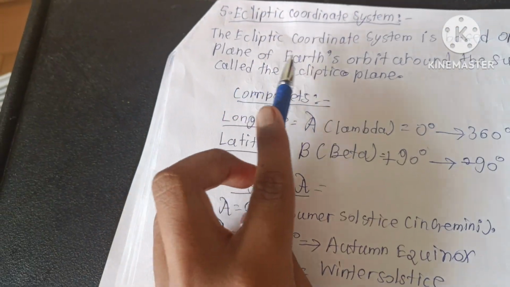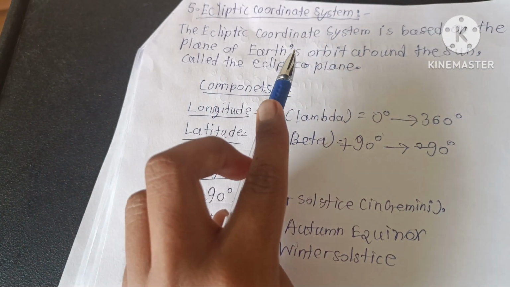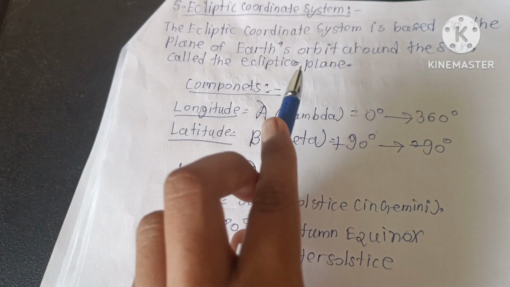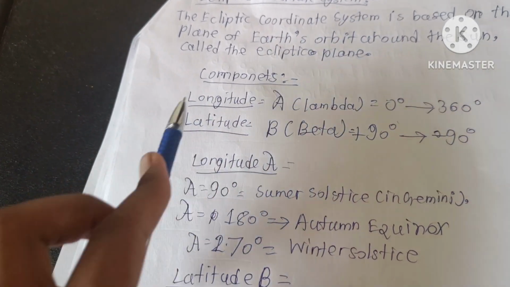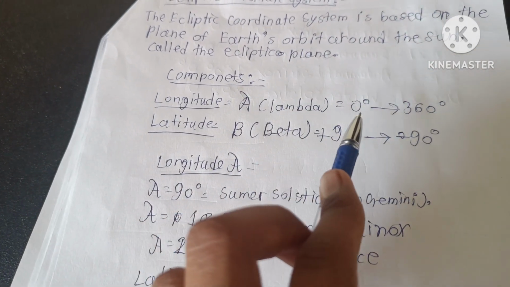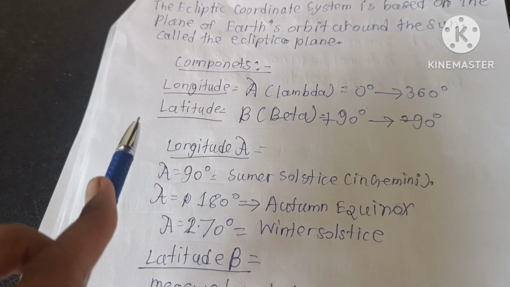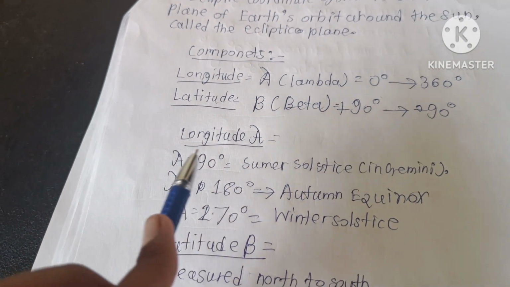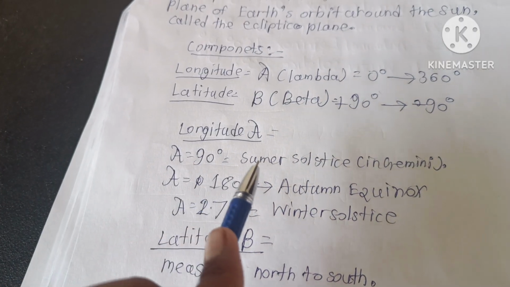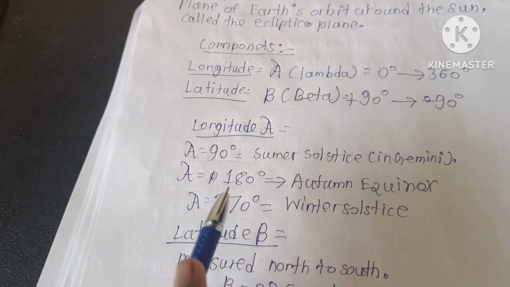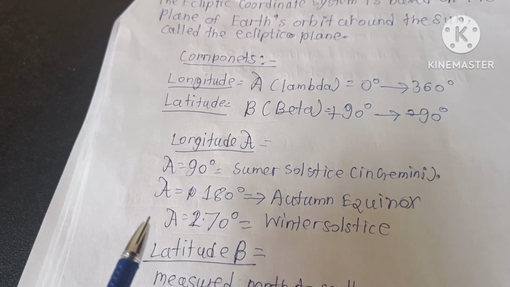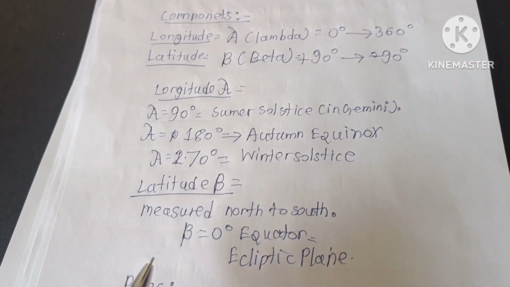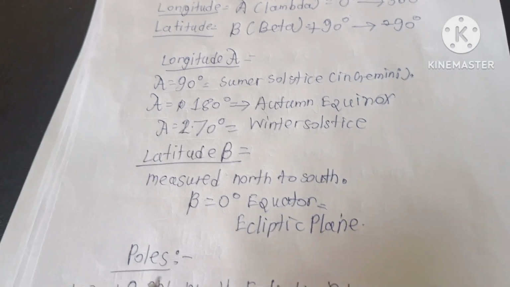Next, last, is the ecliptic coordinate system. The ecliptic coordinate system is based on the plane of the Earth's orbit around the sun, called the ecliptic plane. Components: longitude lambda from 0 degrees to 360 degrees, and latitude beta from plus 90 degrees to minus 90 degrees. Longitude 90 degrees is the summer solstice in Gemini, 180 degrees is the autumn equinox, and 270 degrees is the winter solstice. Latitude B is measured north to south, and B equals 0 degrees is the equator, the ecliptic plane.